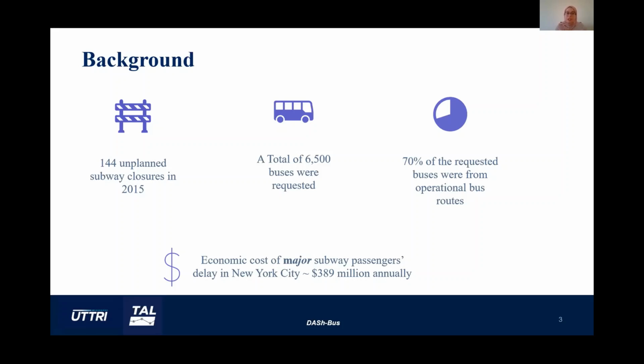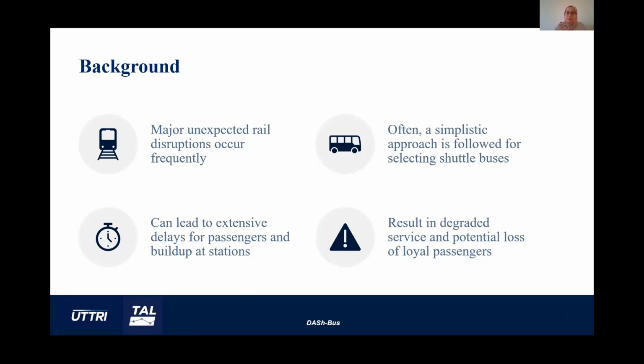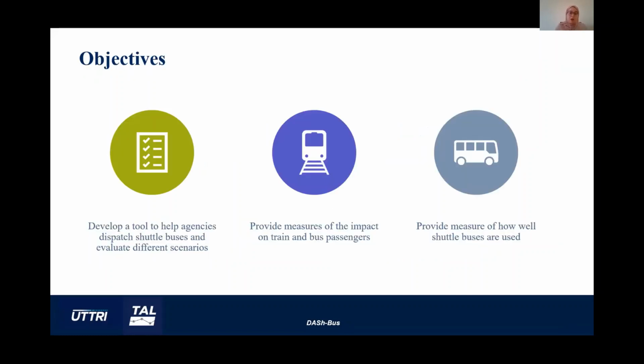This brings us to the need for tools that can help agencies deploy shuttle buses in a better way and make their service more efficient, as some of the actual methods are simplistic, and this can lead to extensive delays and degrade the quality of service. So our main objective is to provide a tool to help agencies evaluate different shuttle bus scenarios. We need measures to help them assess these scenarios based on bus passenger and train passenger delays, in addition to measures that help them assess the shuttle buses. Are the shuttle buses being used efficiently or not?